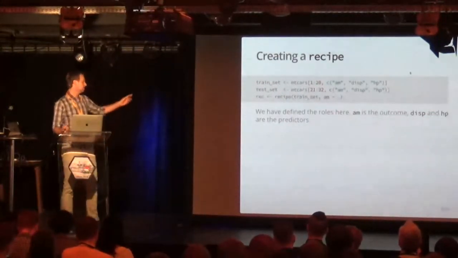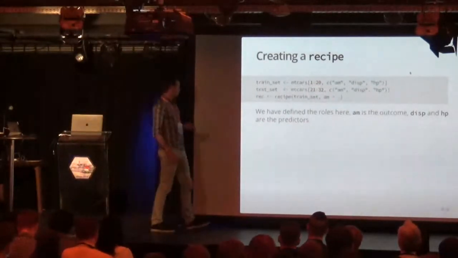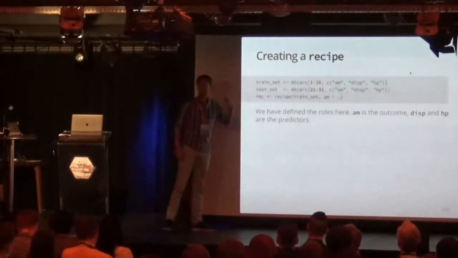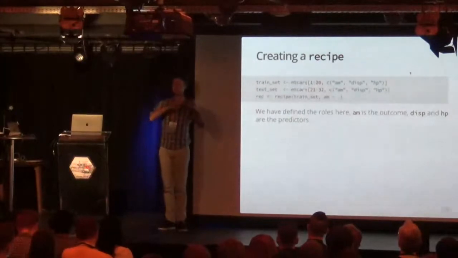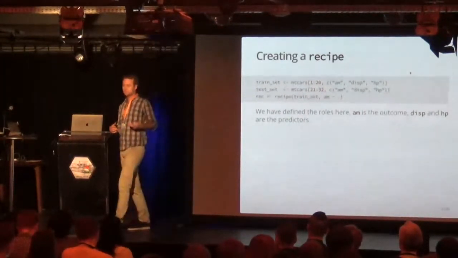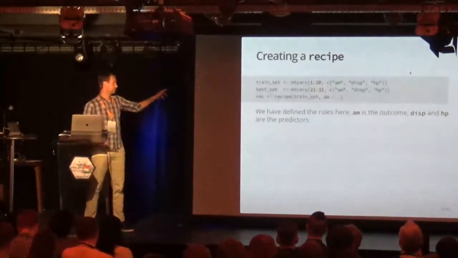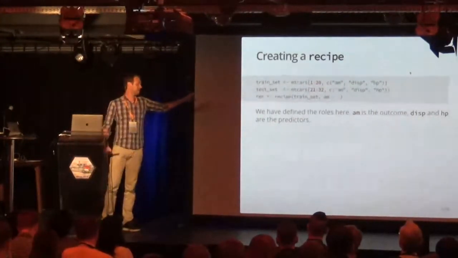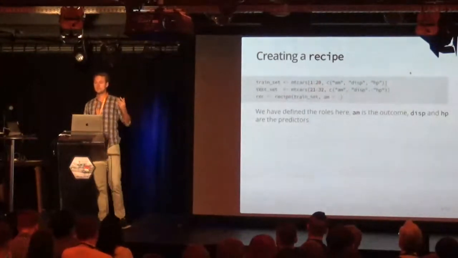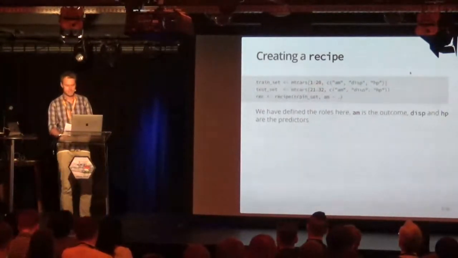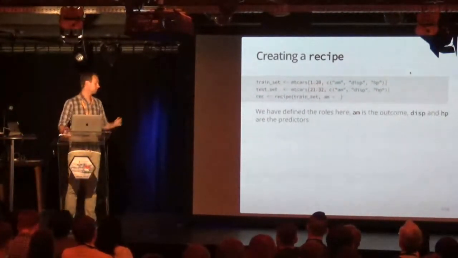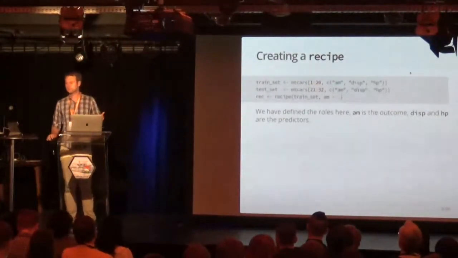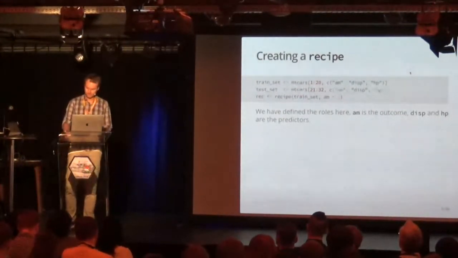And here, the recipe is actually specified. So we specified on the train set, so we're not preparing the train set, but we say, well, please take the train set, and we're going to build a recipe on that. It only has 3 columns, so I did a selection of 3 columns. And you also see the formula, and that means that we are already designating the am column as the outcome column, and with the dot we declare that all the other columns are the predictors.